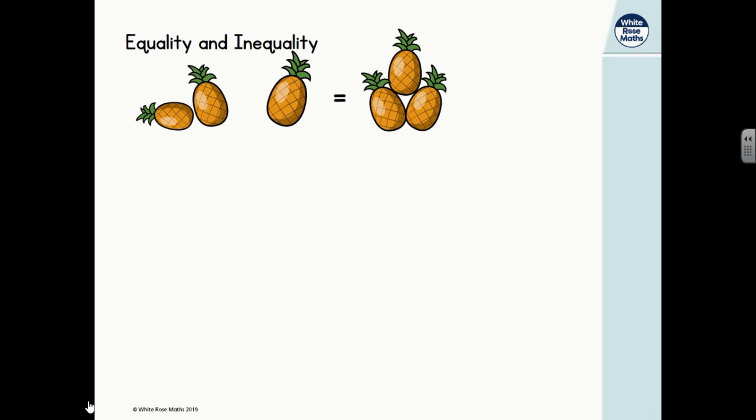Let's look at our next example. 300 this time. 300 is equal to 300. Last time we had 3 pineapples is equal to 3 pineapples. This time we've got 300 is equal to 300. And it doesn't matter which side we start with. Because both sides are equal, we can start on the right or on the left. Here's another example. 1 cube is equal to, you guessed it, 1 cube.